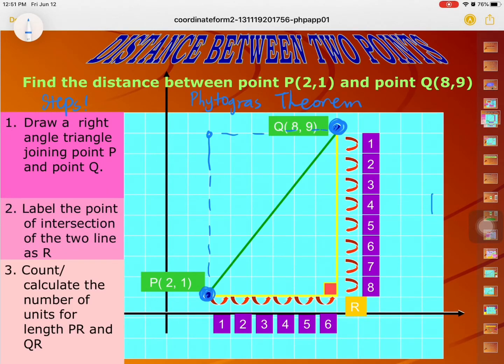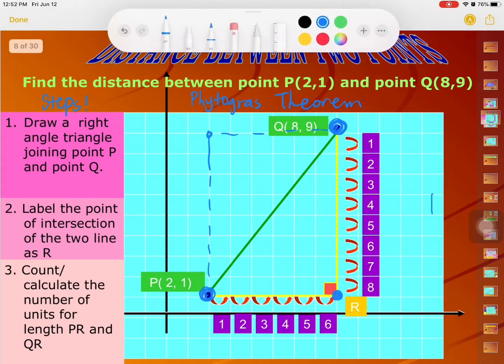Number 2, label the point of intersection of the 2 lines. Yes, there you go. So we have to know what is another point that makes it a right angle triangle. If you have a right angle triangle, there must be 3 points, right? So number 3, count or calculate the number of units for length PR and QR.